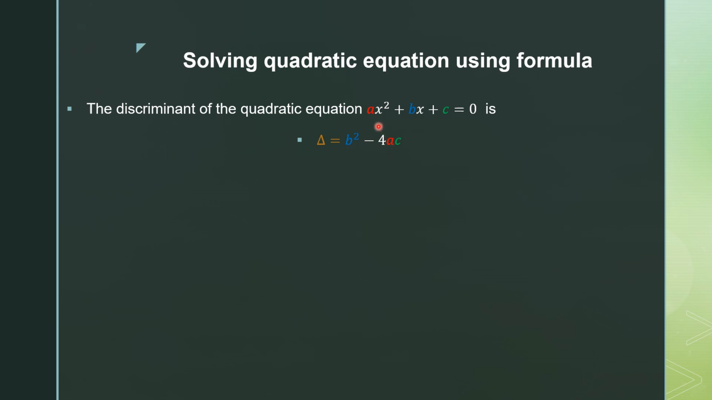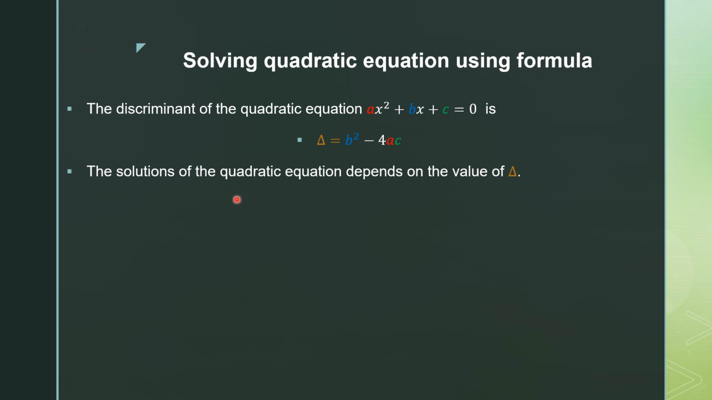a, b, and c are these coefficients. a is the coefficient of x squared, b is the coefficient of x, and c is the number. So all of these a, b, and c, we can find them in the given equation. If we use these values of a, b, and c, and we substitute them in this formula for the discriminant of the equation, we have to calculate the first step.